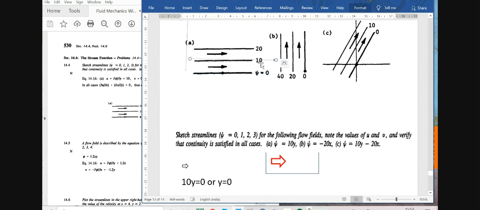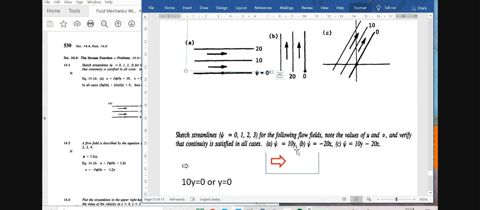Another line. Here it has shown 10. So psi is equal to 20. So these are the streamlines. This streamline is psi is equal to 0, psi is equal to 1, psi is equal to 2, psi is equal to 3. Like that, anything you can show. So what is the type of flow? The type of flow is a flow parallel to x-axis. So psi is equal to 10y indicates a flow which is parallel to x-axis, right?